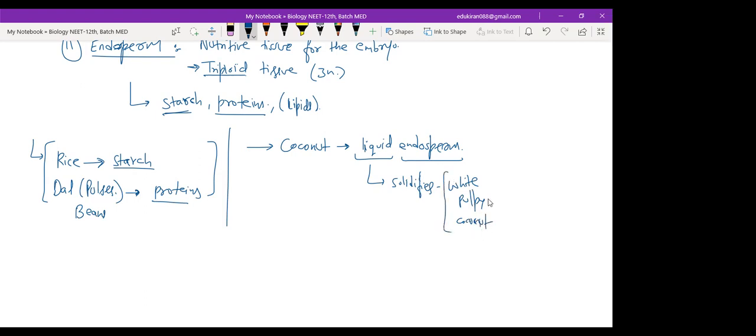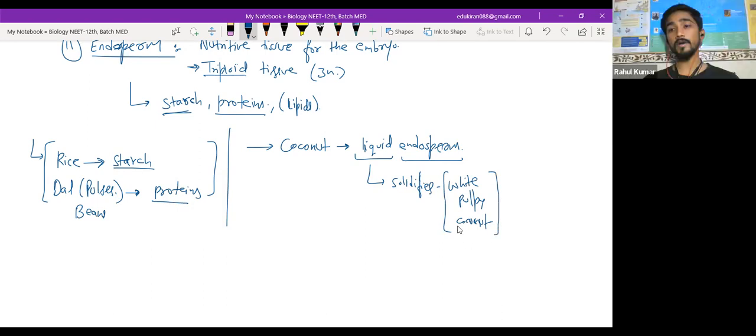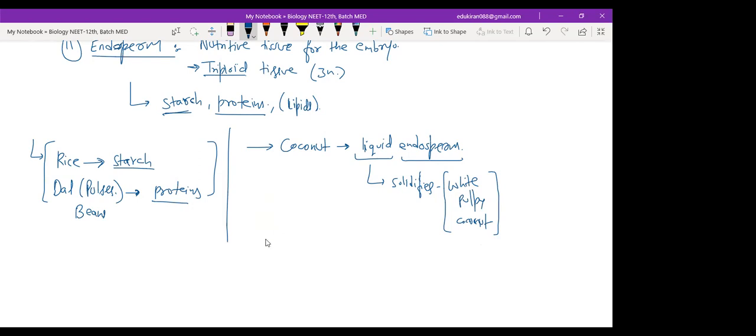So this white pulpy part is also endosperm. It is that liquid which gets solidified over time. So what we eat is actually the endosperm. So if I ask you, in a coconut, where is the seed and where is the fruit? Any idea? The coconut itself is a seed, right?